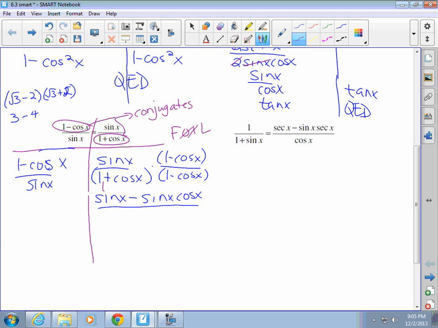I'm getting rid of my outsides and insides, and only doing first times first and last times last. So on the bottom, I am just doing the F and the L. So 1 times 1 is 1. Positive cos x times negative cos x is negative cos squared x.